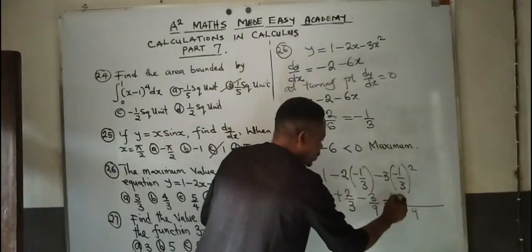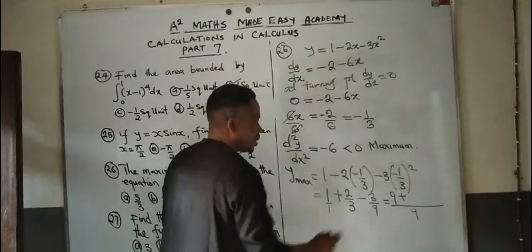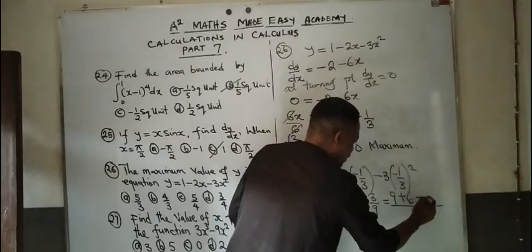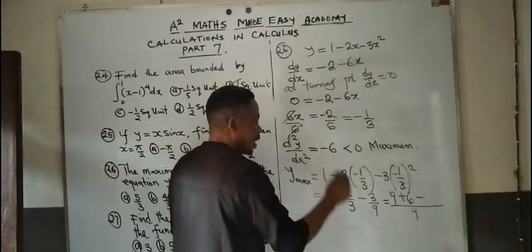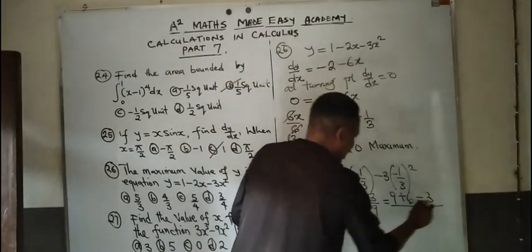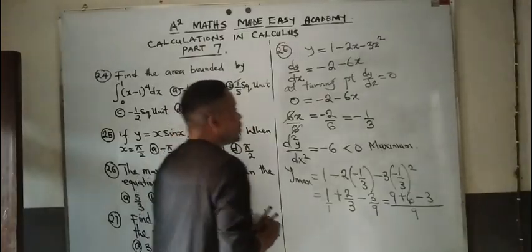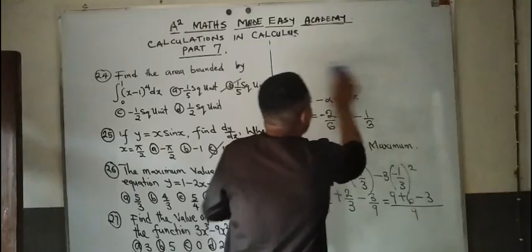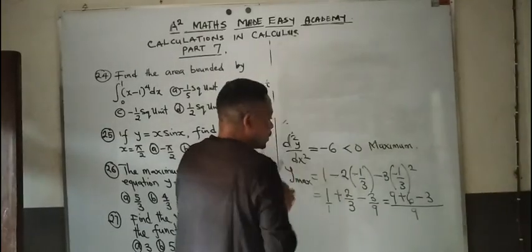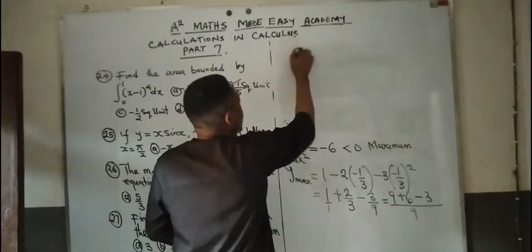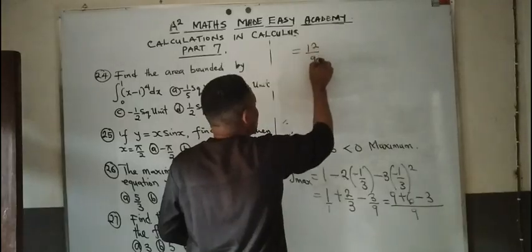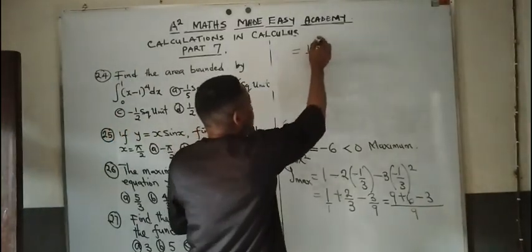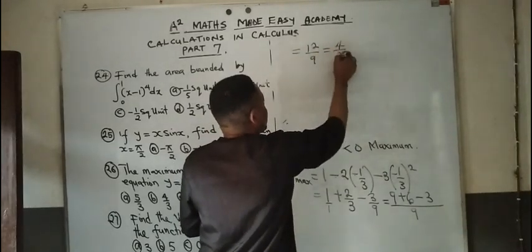9 times 1 is what? 9. Then I will add. 9 over 3 will give you what? 3. 3 times 2 will give you what? 6. Then minus. 9 over 9 is what? 1. And 1 times 3 will give us what? 3. Are you with me? Can we now dissolve? Watch. 9 plus 6. What is the answer? 9 plus 6 will give you 15, right? Then 15 minus 3 will give us what? 12, all over 9. Can anything divide 12 and 9? Yes. What is that? 3. 3 here is 4. And 3 here is 3. That is the answer.